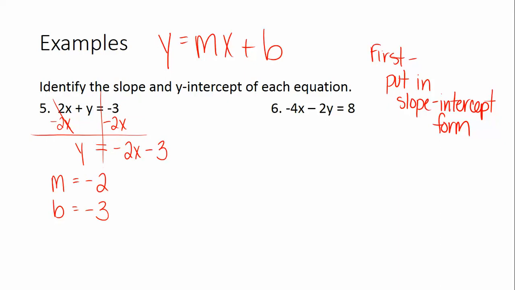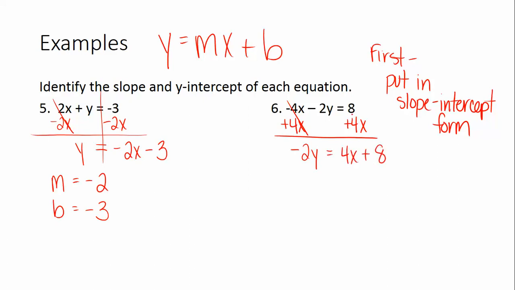And number 6 is even a little bit trickier. We have -4x minus 2y equals 8. Again, we still want to get the x term on the other side. This time we're adding 4x because it's negative, so we add 4x to both sides. I'm going to bring down a negative 2y. Make sure you recognize that the subtraction sign has to come with it. And it's going to equal 4x plus 8.